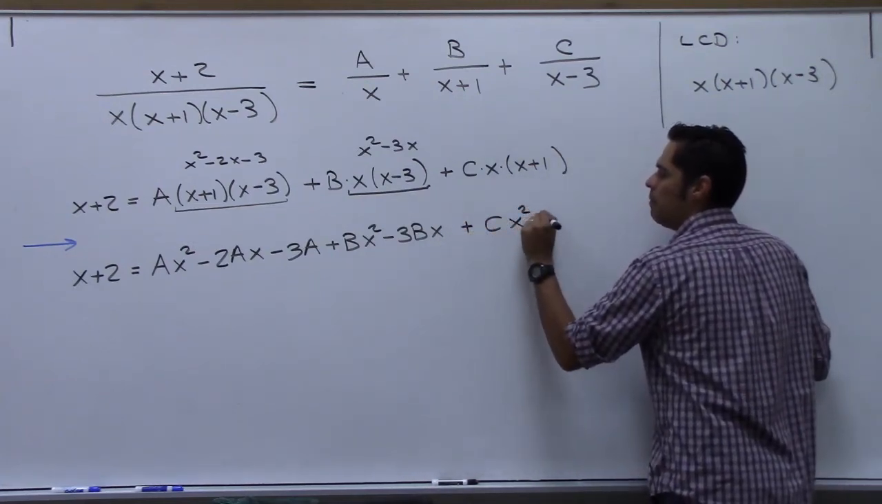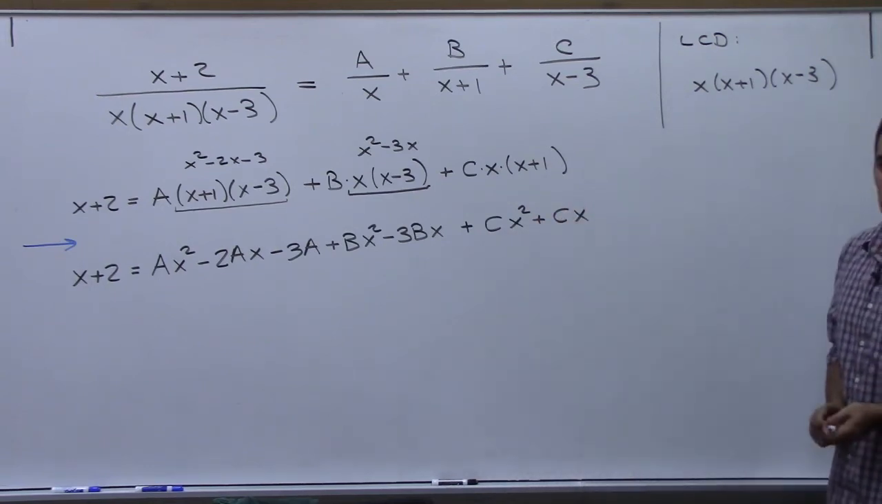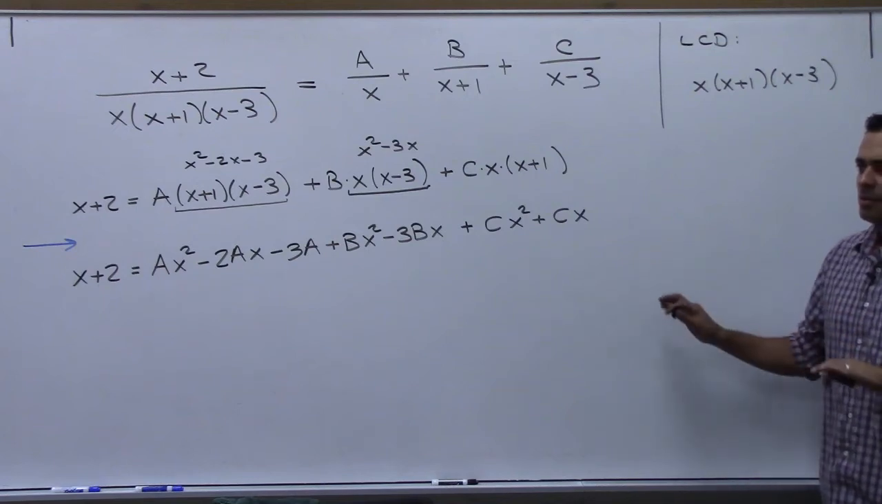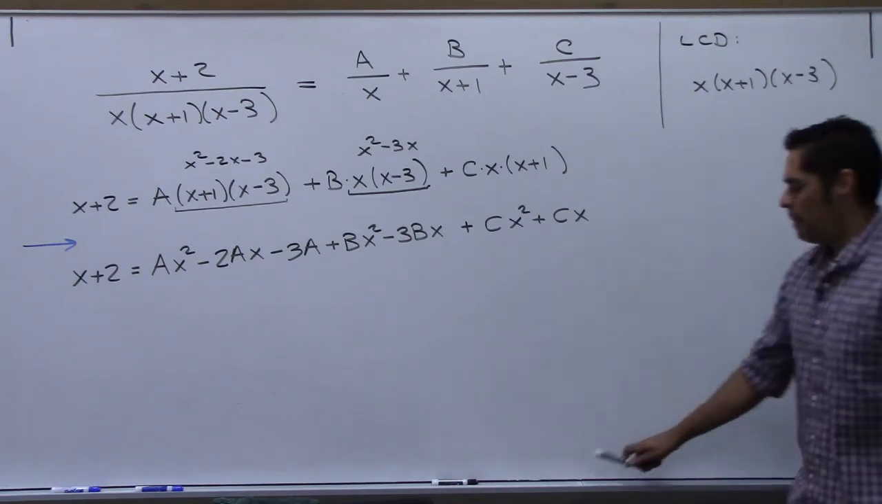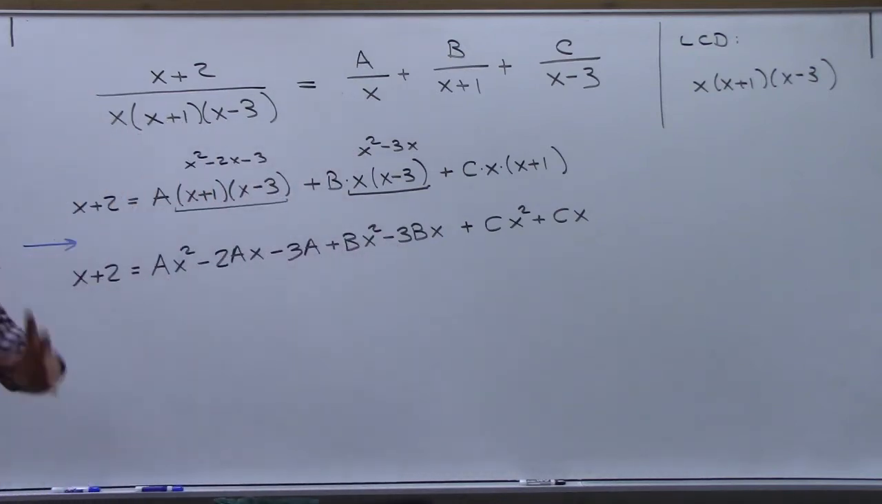Cx squared plus cx. All right. Are we all good with this? So that's not going to be the last one, put all the common factors on the next one. Let's put all the x squareds together. Let's put all the x's, clump them together. Let's put all the things that don't have any x's together.